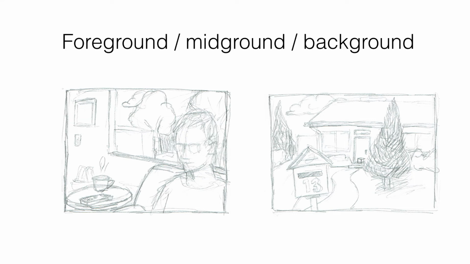Now, this next one is about having distinct spatial areas. So you've got a foreground, a midground and a background, and so the viewer's eye will tend to start in the foreground and explore their way backwards through space, whether it's starting on the figure, moving to an interior space and then back out, or in the image on the right, perhaps starting with the letterbox and traveling along that path past the tree to the house, and then maybe exploring up into the sky as well.